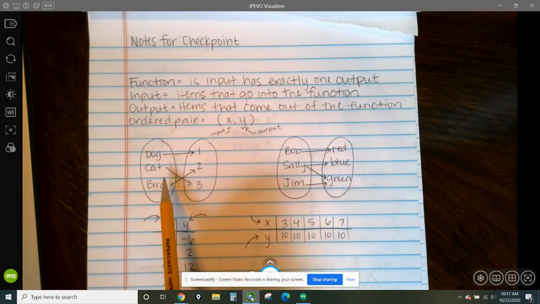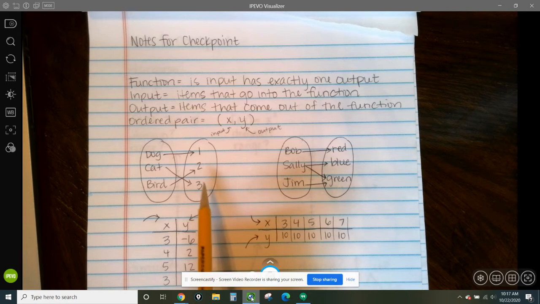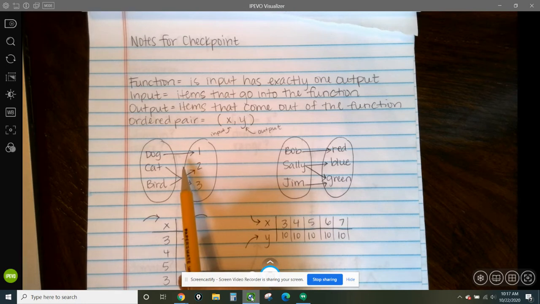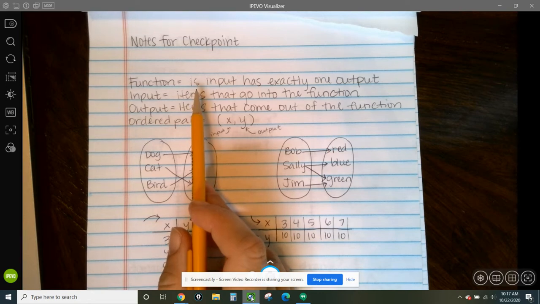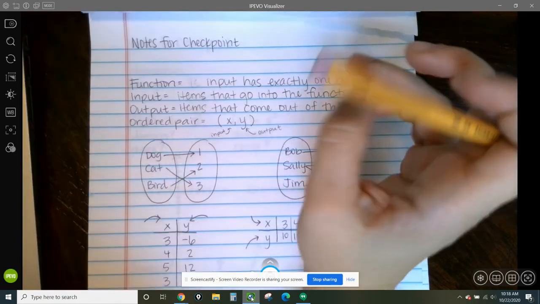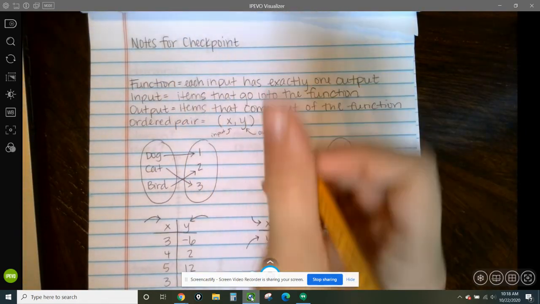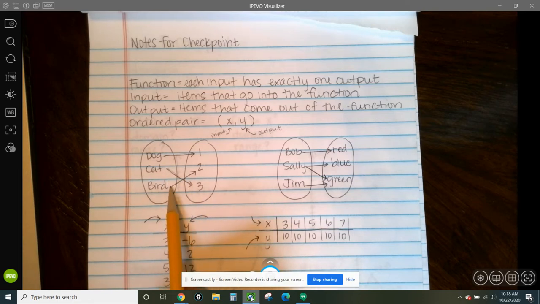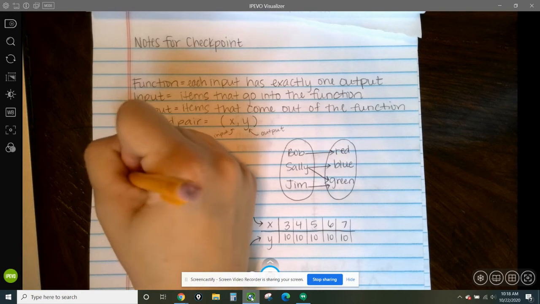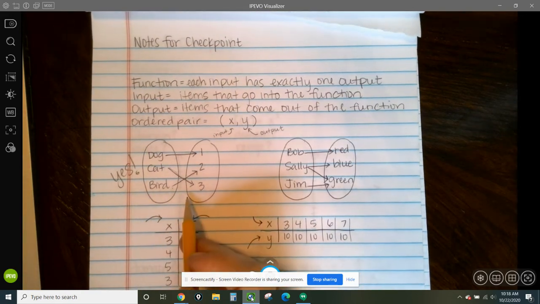Okay, a few examples. Looking at this, is this a function? We have dog, cat, and bird, and 1, 2, and 3. It looks like dog likes the number 1, cat likes the number 3, and bird likes the number 2. Does this fit our definition? Each input has exactly one output. Dog, this is an input, it has one output. Cat, this is an input, it has one output. Bird, this input has one output. So this looks great. Yes, this is a function. This works out just fine.